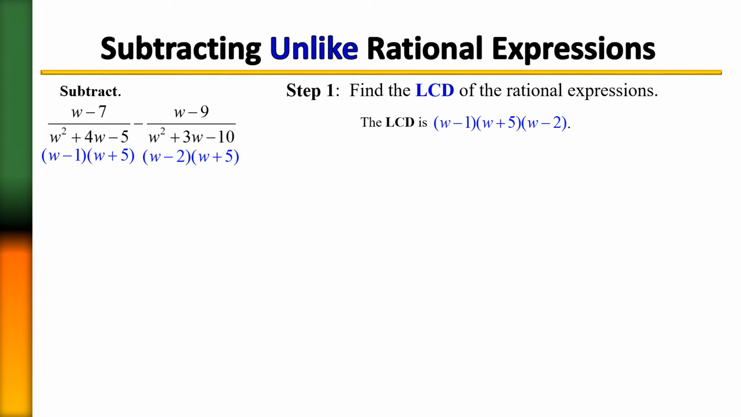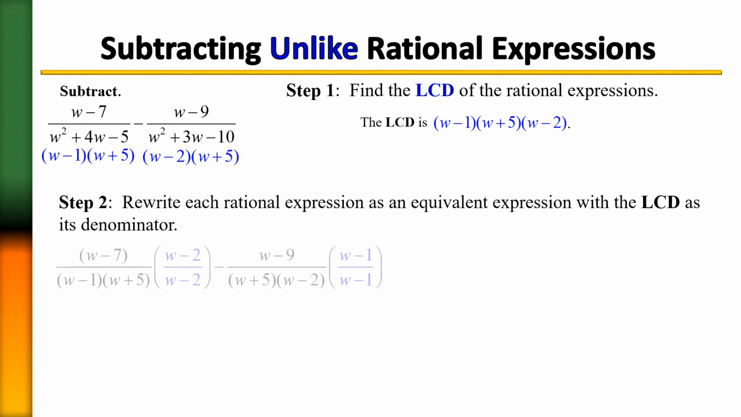Now we need to figure out with each expression what is missing, which factor is missing. So for the first expression, what is missing? If you said W minus 2, you're correct. That's what the first expression needs. How about the second expression? What's missing? What does it need? If you said W minus 1, then you are correct. So we're going to multiply them with what they need so that we can finish writing the equivalent fractions.